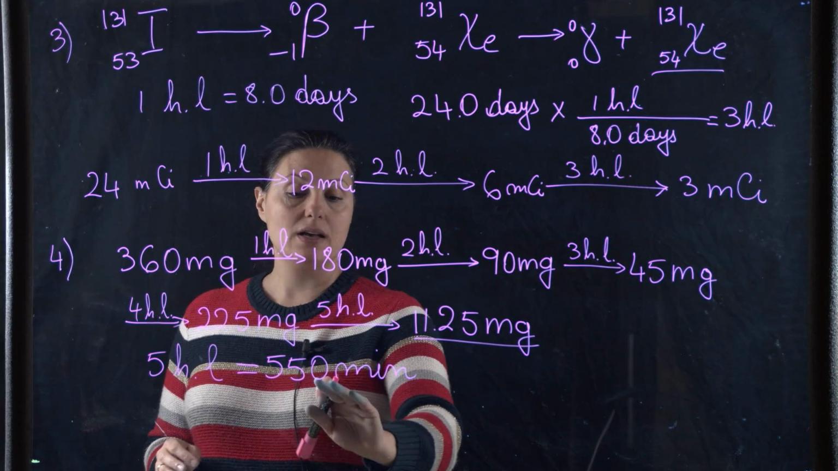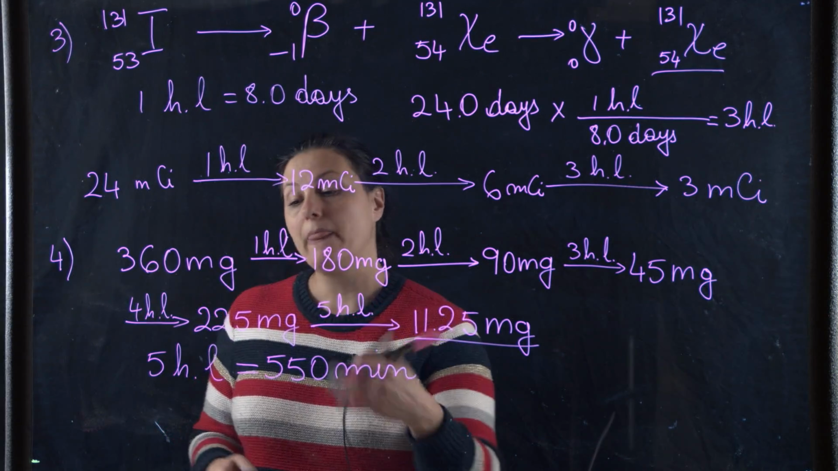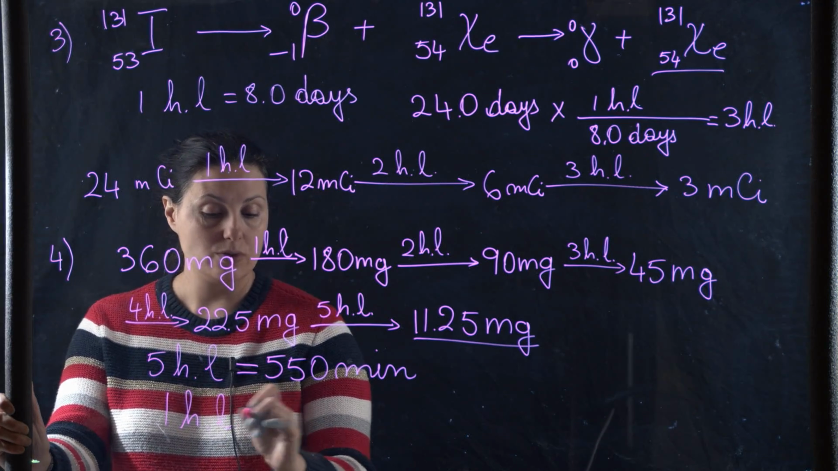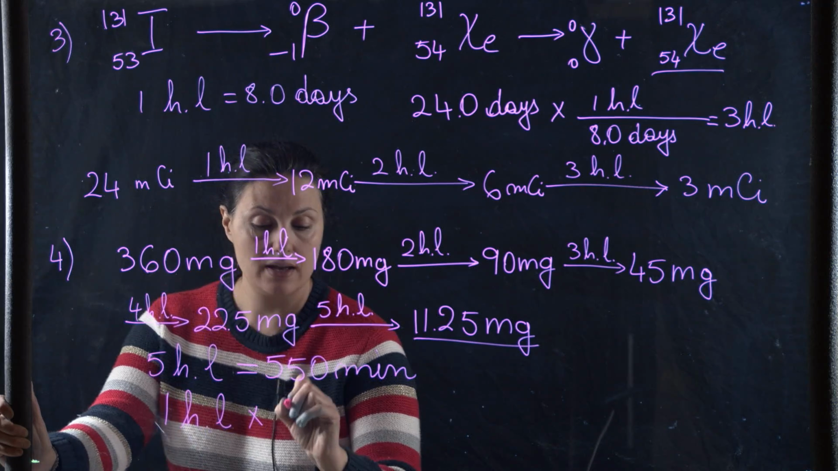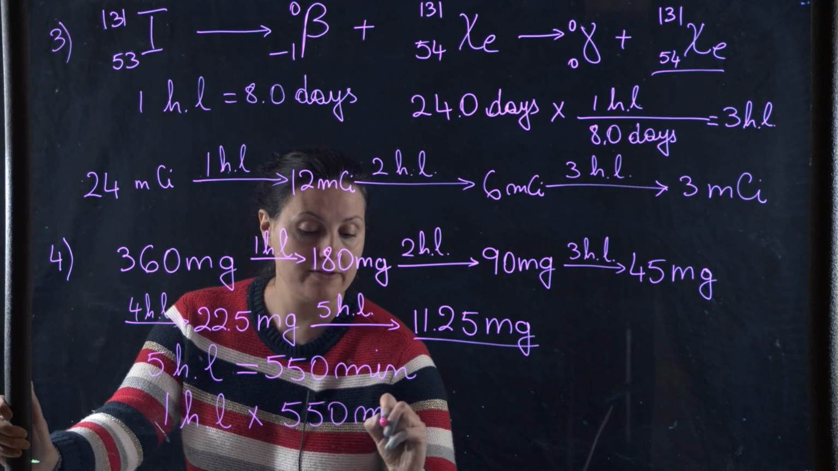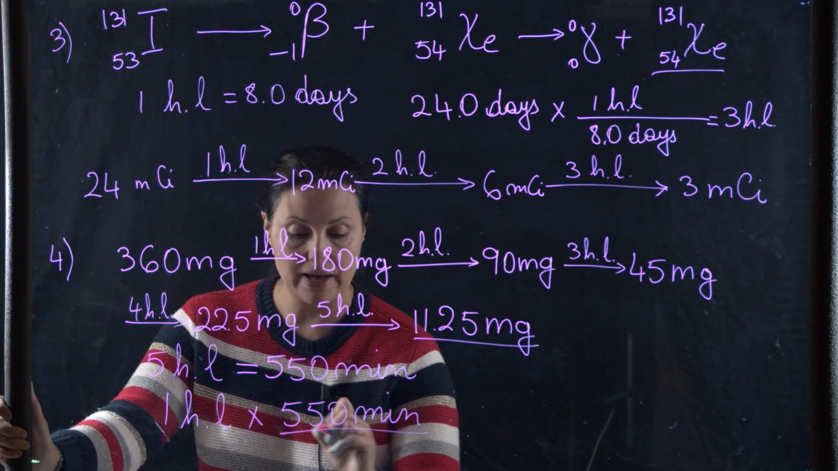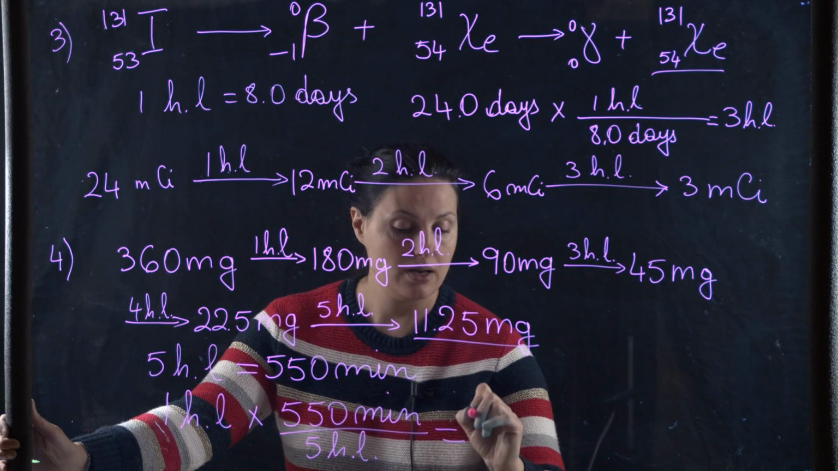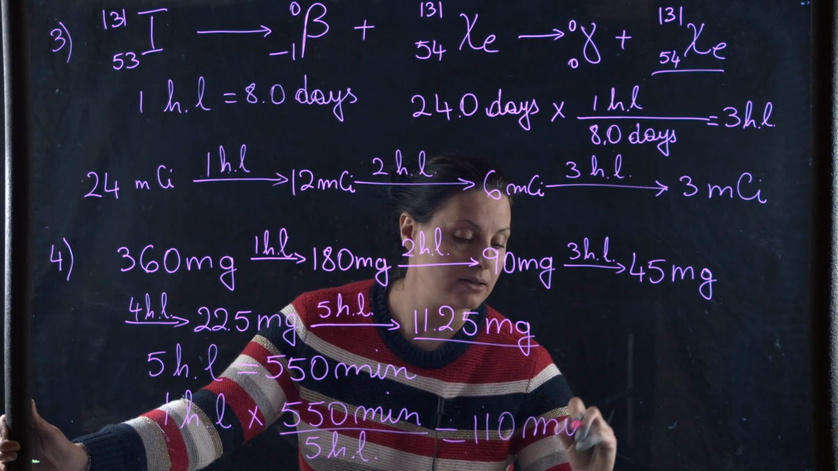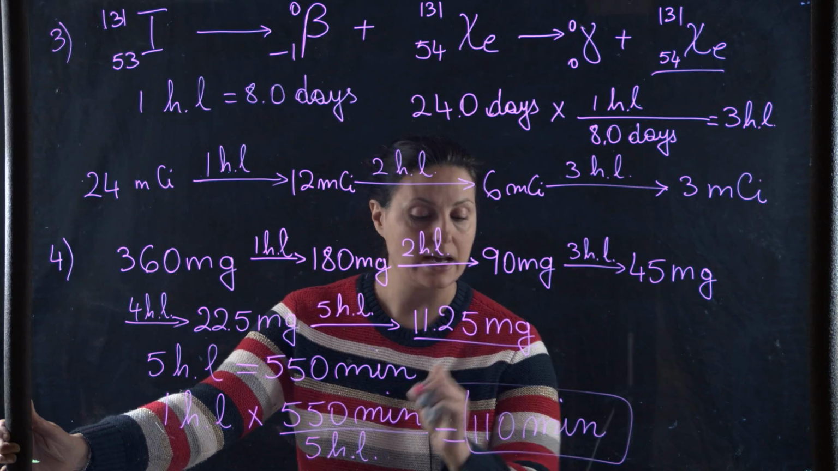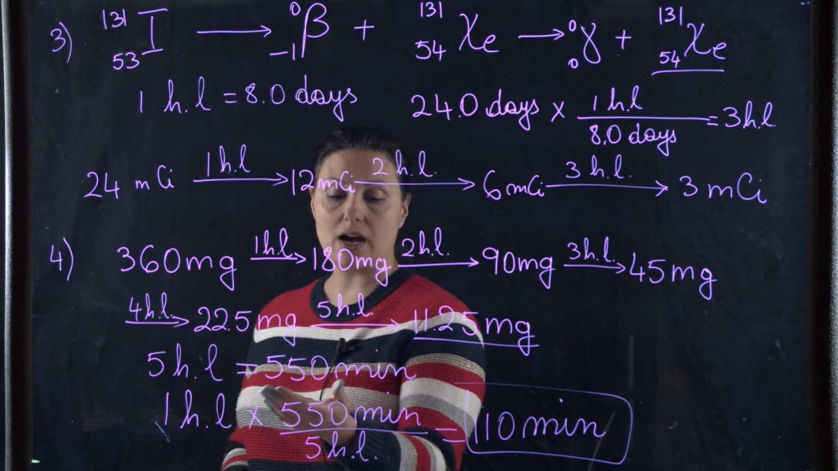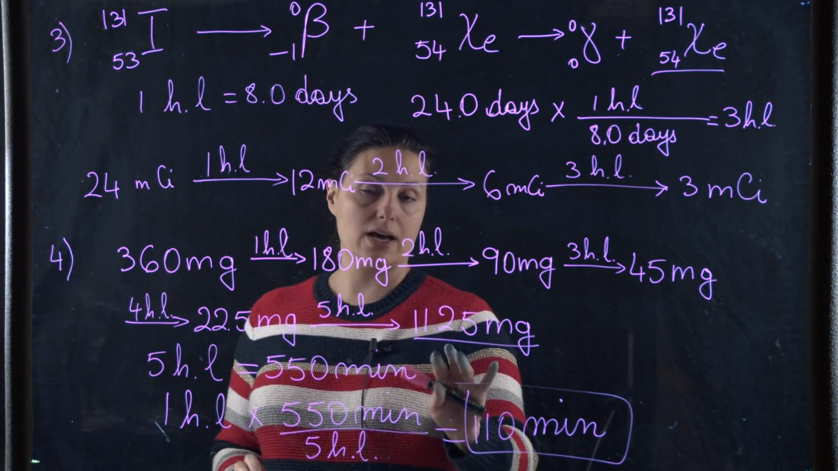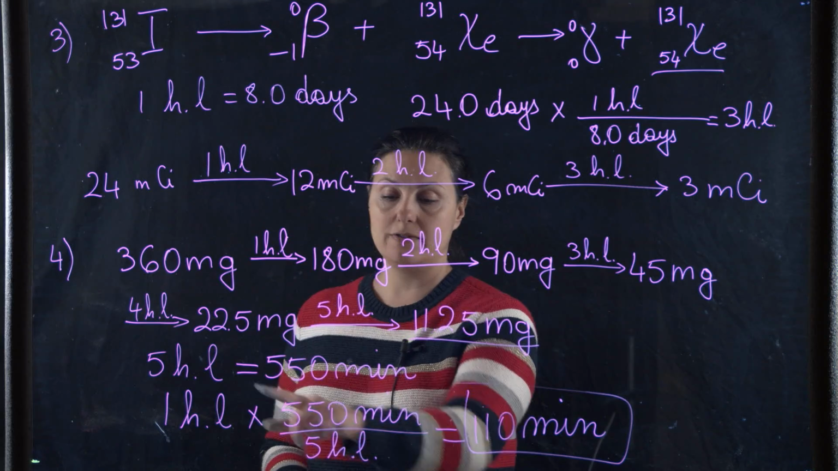So 5 half-lives equal 550 minutes. I need to figure out what 1 half-life is, okay? And 1 half-life is 550 minutes divided by 5 half-lives, and it will be 110 minutes. So 1 half-life is 110 minutes. 5 half-lives are 550 minutes, and I go from 360 milligrams all the way down to 11.25 milligrams after 550 minutes have passed.